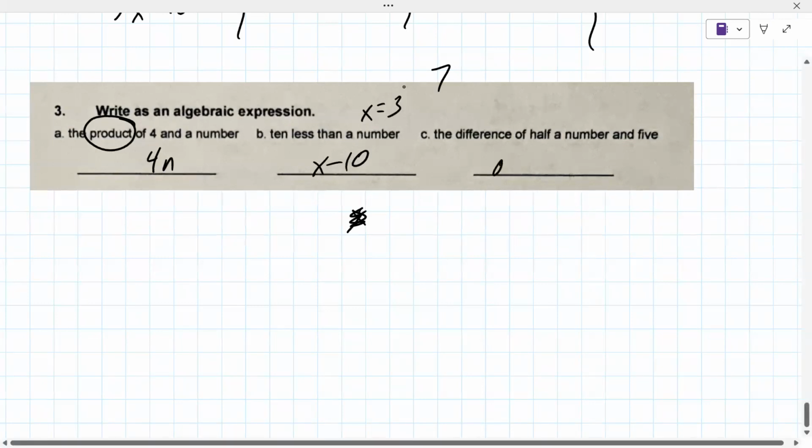So the next one would be 0.5 divided by 5. The difference means subtraction. Oh, right. Difference means subtraction, 0.5 minus 5. But half a number, what's half a number? 0.5 times a number.